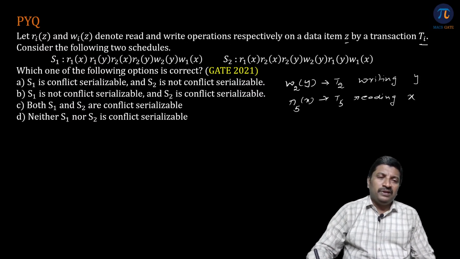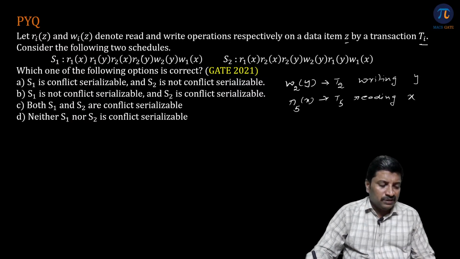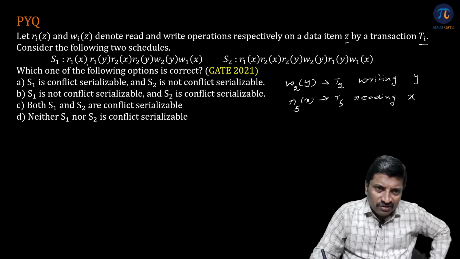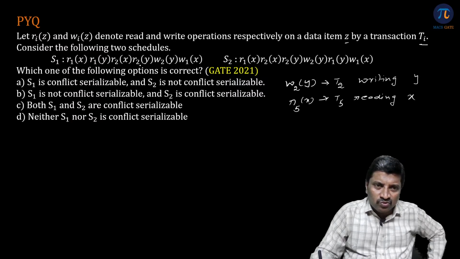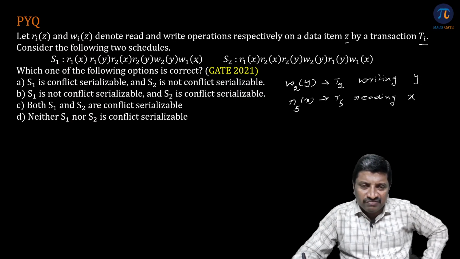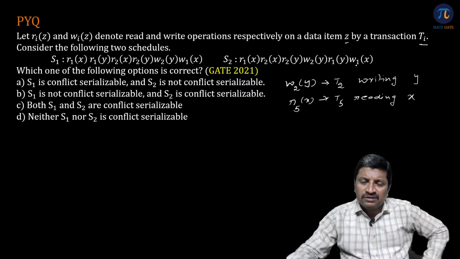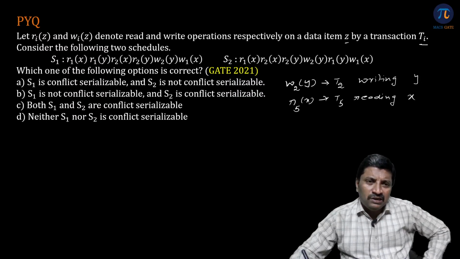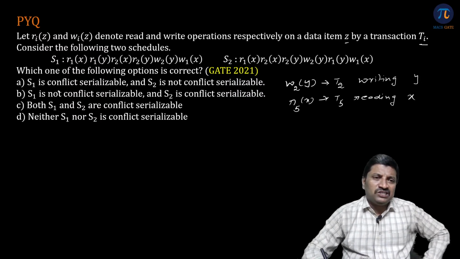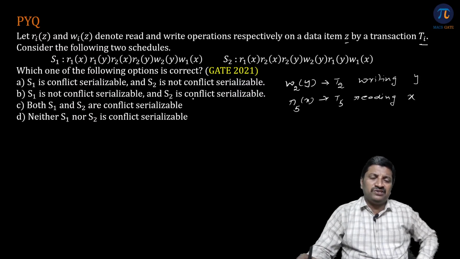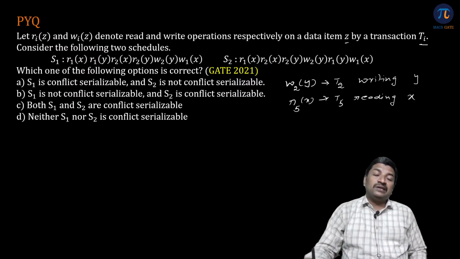Right? Now consider the following two schedules. S1 in which they given some sequence R1 of X, R1 of Y, R2 of X, R2 of Y, W2 of Y, W1 of X. Fine. In S2: R1 of X, R2 of X, R2 of Y, W2 of Y, R1 of Y, W1 of X. Fine. What is the question, sir? Which of the following options is correct? S1 is conflict serializable. S2 is not conflict serializable. S1 is not conflict serializable. S2 is not conflict serializable. So mainly they are asking what is conflict serializable.